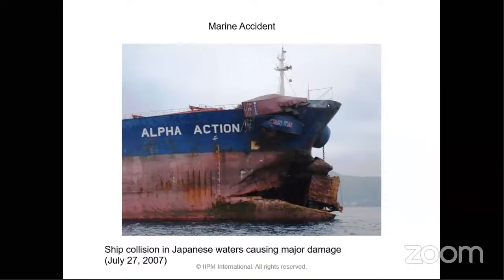Please, all of these things are available on YouTube. Just feel free, type them and you'll find them. We have the marine accident of the Alpha Action, the ship collision in Japanese waters, causing major damage. It occurred on July 27, 2007. There were major damages. There were loss of lives. There were loss of properties. Of course, you can see that the ship was already gone. All right. So open your YouTube also and get the full documentary of this case also. It will help.